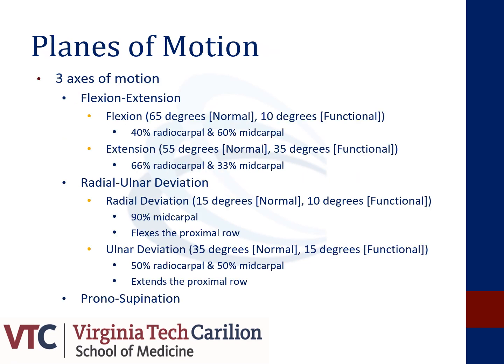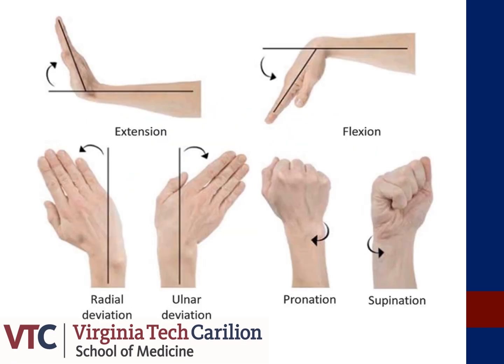For planes of motion of the wrist, there are 3 axes of motion: flexion and extension, radial and ulnar deviation, and pronation and supination. I have listed the normal ranges of motion for each of these axes. Here are just some pictures further specifying what those axes of motion are.